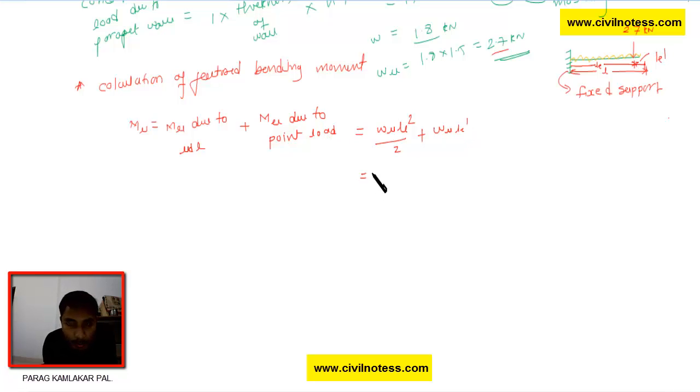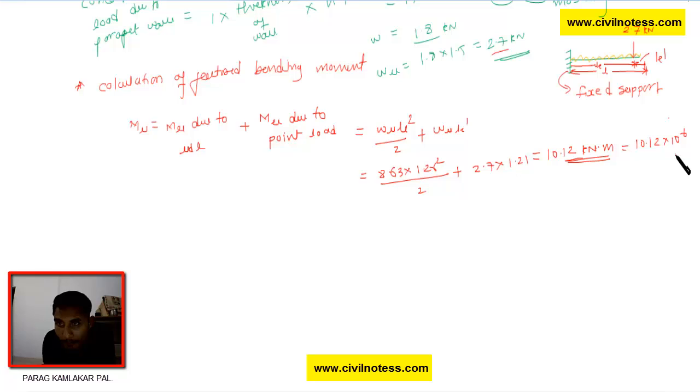Putting in all the values, that means 8.63 multiplied by the effective length 1.26 square divided by 2, plus 2.7 multiplied by 1.21. We got the value as 10.12 kilonewton meter. We can convert this into 10.12 into 10 raised to power 6 Newton mm.